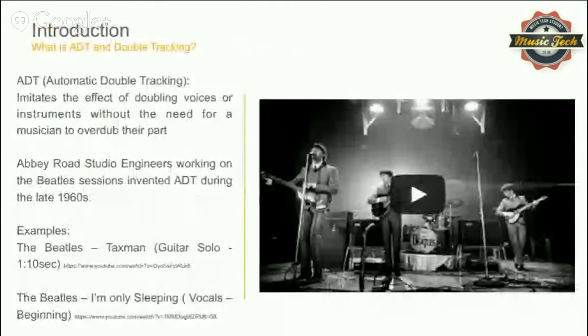So what is ADT and double tracking? Now, double tracking was a tape effect in the early days, where you'd basically run the same piece of audio for a second tape or a second track, enabling you to double it up, and then you could slow the second track down or speed it up ever so slightly so that you could get this double tracking happening. Now, during the 1960s, Abbey Road studio engineers working on the Beatles sessions invented this technique.